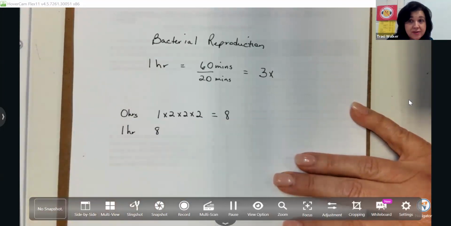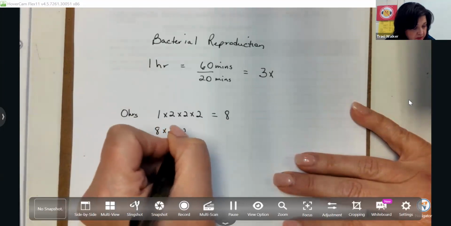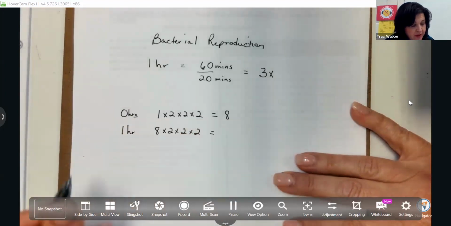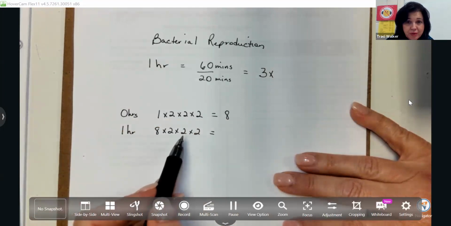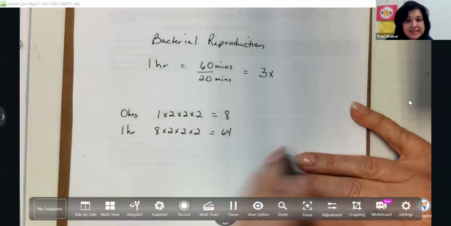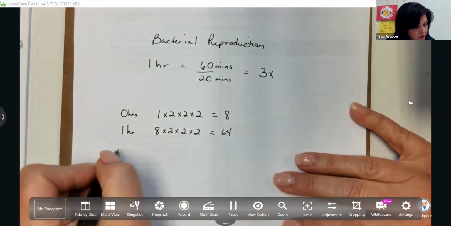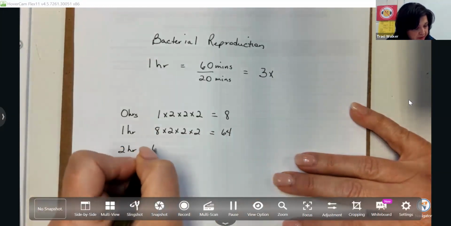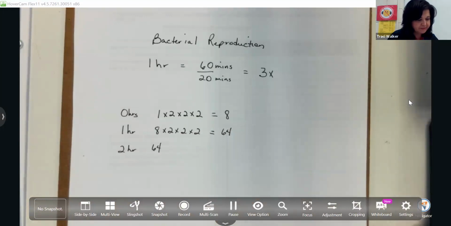Those 8 are going to start reproducing. Every 20 minutes, they're going to replicate themselves. So 8 times 2 times 2 times 2. So 8 times 2 is 16, times 2 is 32, times 2 is 64. Now we're going to have 64 bacteria in 2 hours. So at 2 hours, we have 64 bacteria, and I am going to need a calculator pretty soon. So I'm going to get it ready.